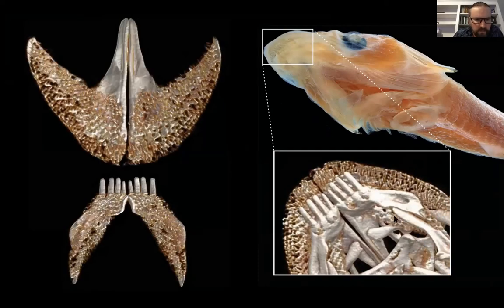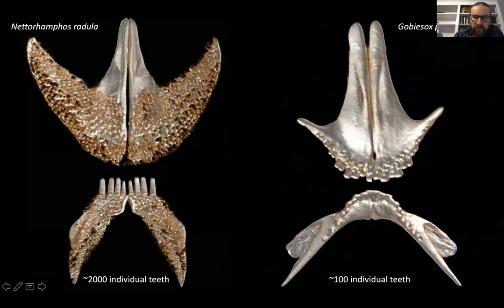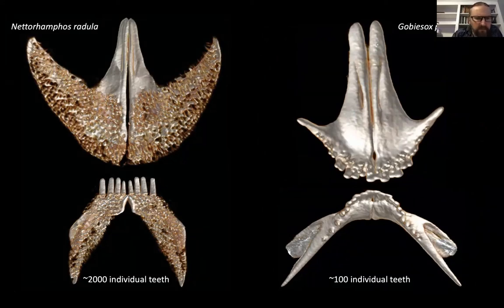And here is a CT scan of the upper and the lower jaw of this new species. And if we compare it to a regular clingfish, we can see that it has about 20 times as many teeth in the upper and the lower jaw. So this suggests that they may be feeding on something strange that other clingfishes maybe don't feed on, but of course we don't know. We only have two specimens.